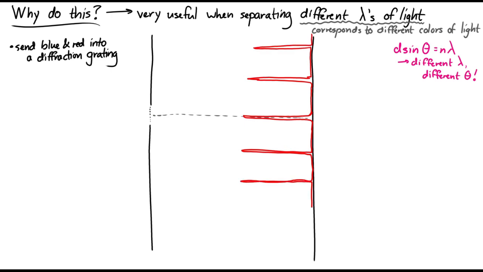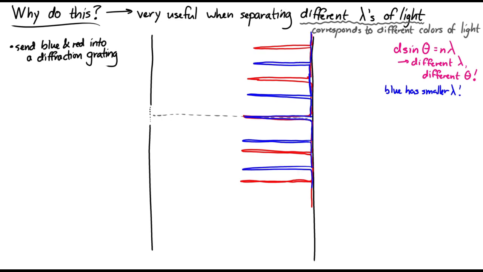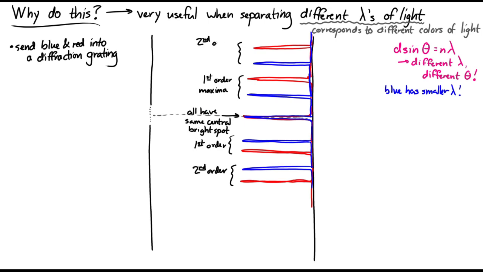The blue, because it has a different wavelength, will have different angles. The blue will have a central bright spot in the same place as red, but the first order maxima, that's what they're called, will be in different places than the red's first order maxima. And then the same with the second order maxima. Now imagine we do the same thing with green. It would look like this. And now let's add in yellow. Yellow is between green and red, so it would look like this. Now add in purple. Purple is slightly beyond blue, so it'd be right there. What about orange? Let's add in orange.